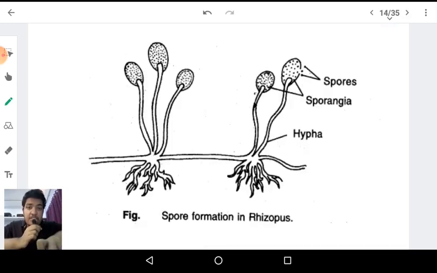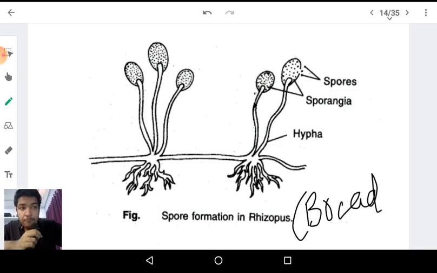The next method of asexual reproduction is spore formation, which happens in Rhizopus. Now what is Rhizopus? Rhizopus is nothing but bread mold.